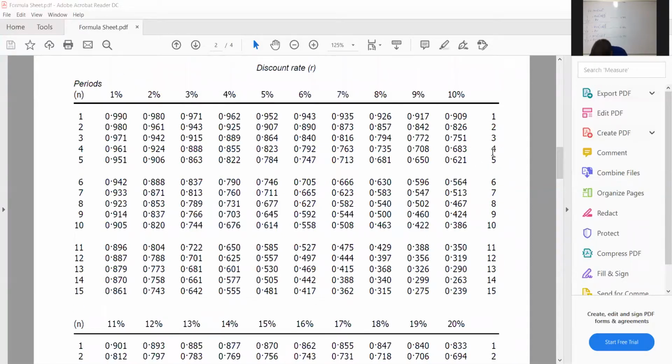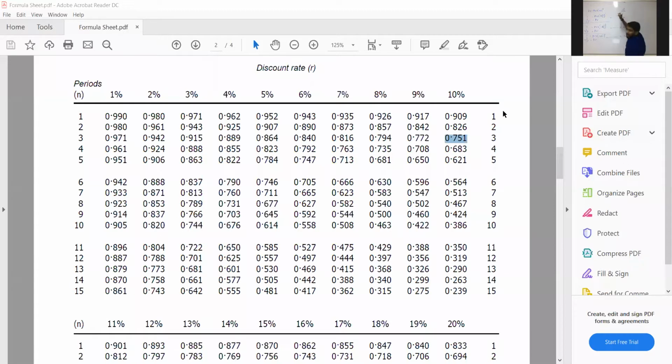Guys, under 10% in the present value table, what is the first number that you have? It is 0.909. For the second year, what is the number that you have? It is 0.826. For the third year, what's the number that you have? For the third year, it is 0.751.